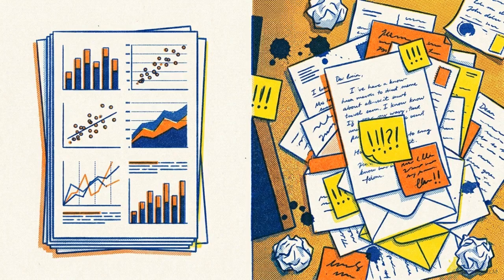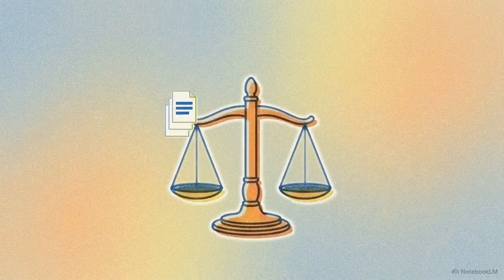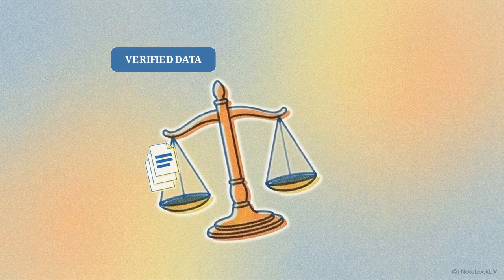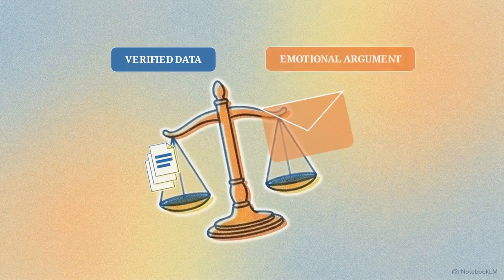On day 6, the friction increases. Students must weigh the systematic evidence they have gathered against stakeholder letters demanding publication. This introduces the concept of false equivalences. The lesson specifically trains students to identify emotional arguments and avoid giving them equal weight to verified data.